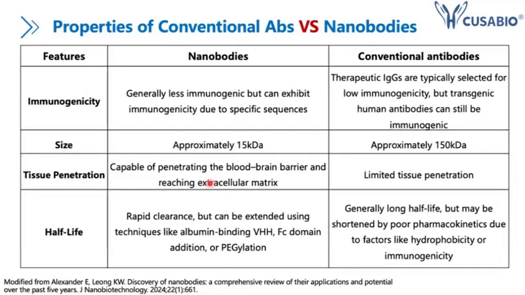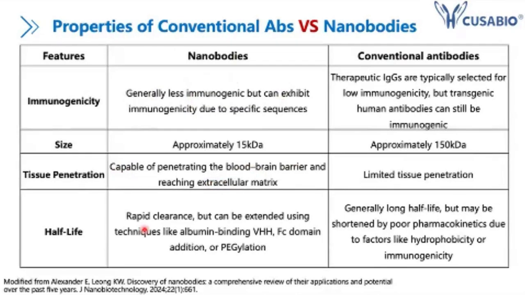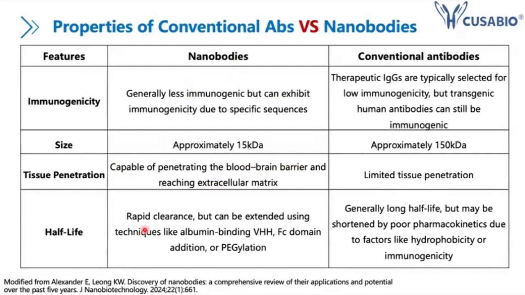And also the nanobodies, because they are small, have a short half-life, which means that the nanobody can be rapidly cleared from the human body. But we still have some strategies to increase the half-life. Conventional antibodies have a longer half-life compared to the nanobodies. So here is a summary table of features to give you another idea of the differences.